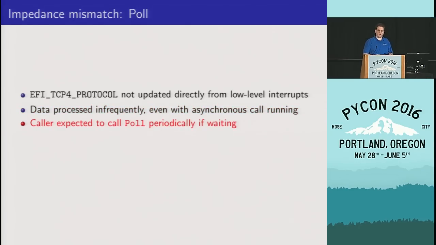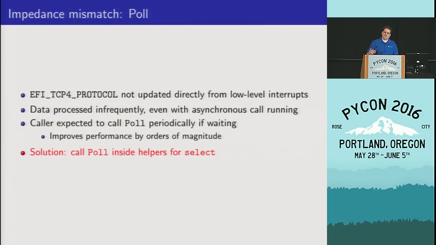So you're expected to call this function, poll. This is unrelated to the POSIX poll function that's a variant on select. This is, go busy loop on the network and make sure I don't have any packets ready to process. If you don't call this, you get very poor network performance. So inside of all of our helpers that implement select, we end up calling this function whenever we're waiting around and have nothing better to do.